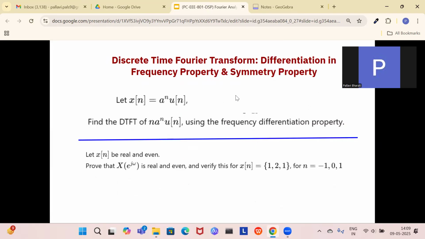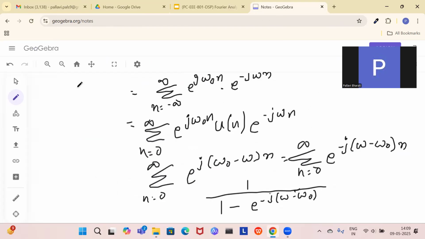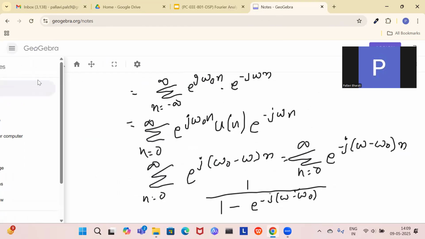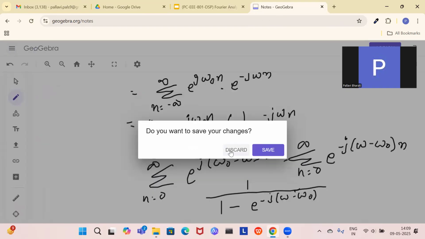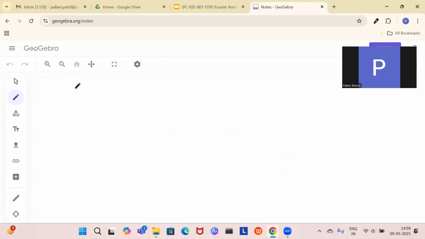Now next, let us do the differentiation in frequency property. Differentiation in frequency. So the next thing is differentiation in frequency.